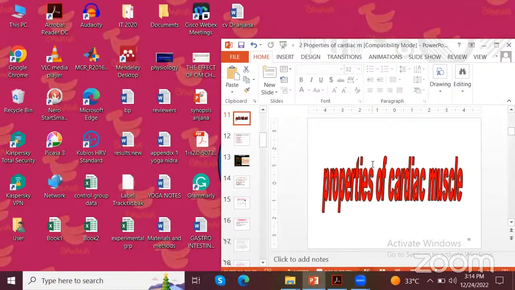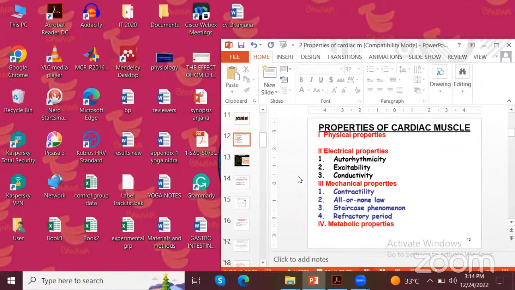So coming to the properties of cardiac muscle. The properties of cardiac muscles are physical property, electrical property, mechanical properties, and metabolic properties.